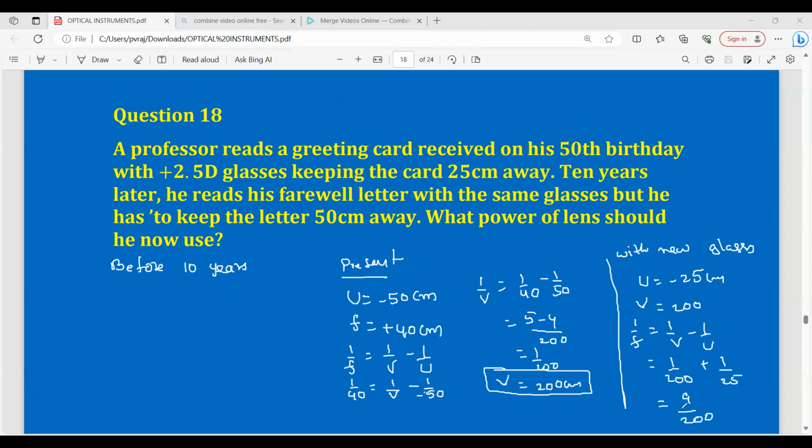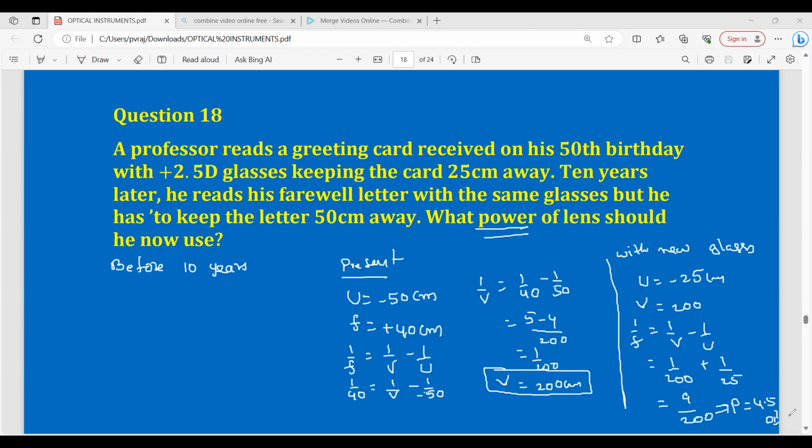Finally the question is for power or focal length. Here they are asking what power of lens only, na? Then power will be 100 by f only, na? So that is 100 into 9 by 200. So finally power is equal to 100 into 9 by 200, which is 9 by 2. That is 4.5 diopters. 4.5 diopters is the answer.